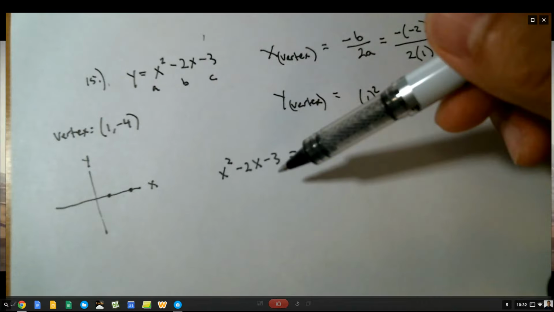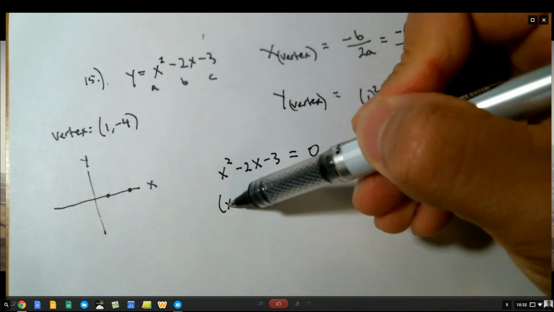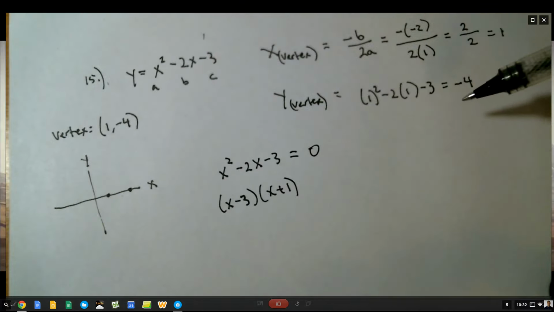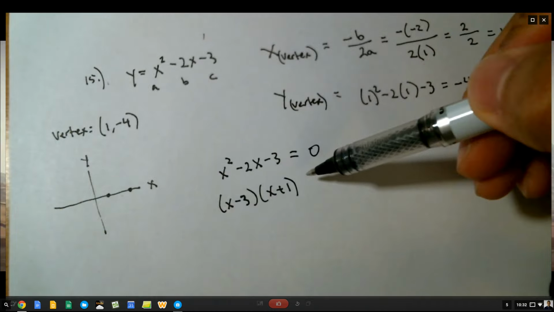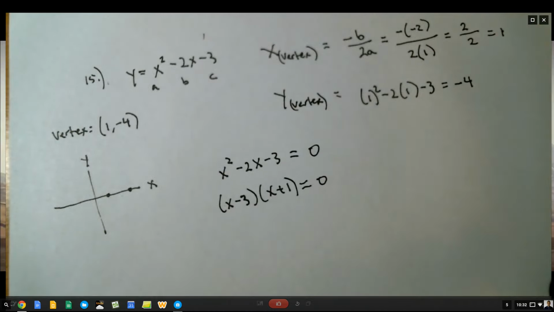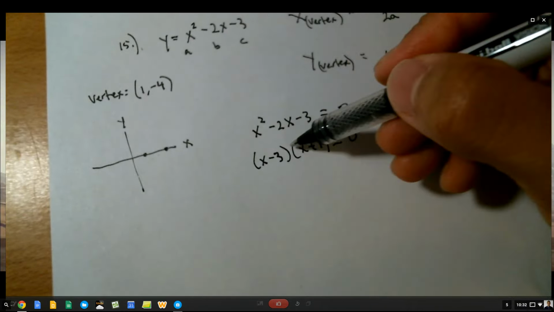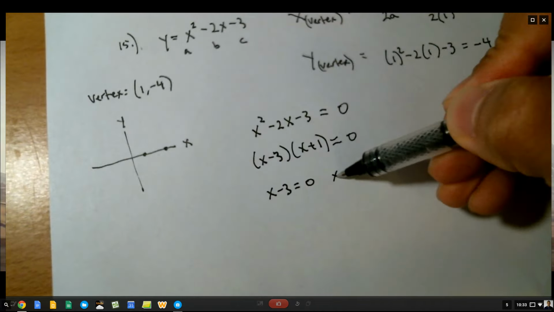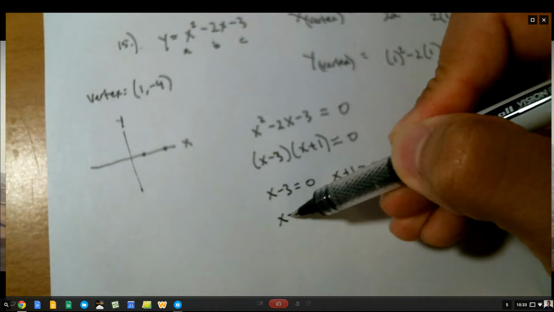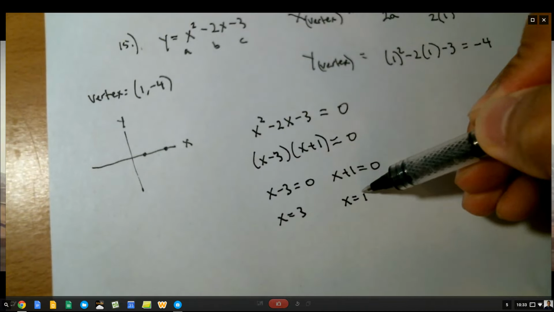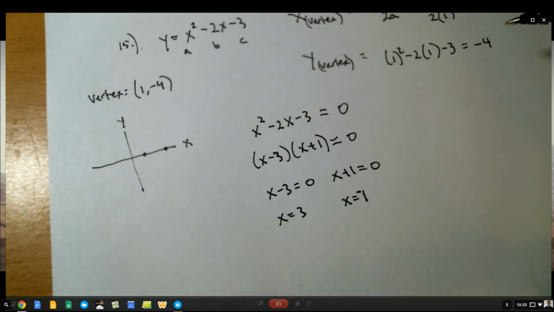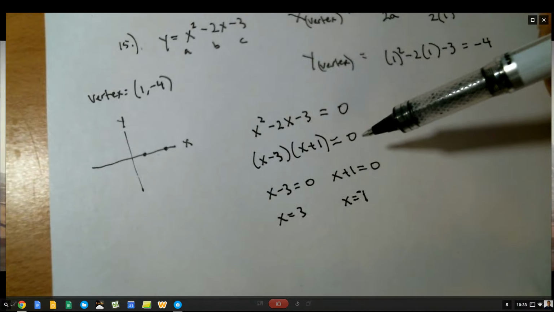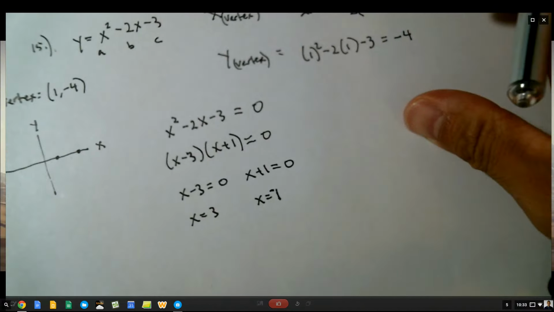Well, if we look at it, we can factor this. This can be turned into (x minus 3)(x plus 1), and that is equal to 0. So to solve for x, we simply set each of these components to 0. So x minus 3 equals 0, and x plus 1 equals 0. We get x is equal to 3, and x is equal to negative 1. So these are the two values where it crosses the x-axis. Now we have more information, so we can actually make a better graph.